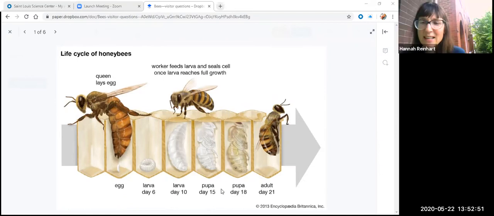Yeah. And with it taking so many bees to make so little honey, they really need to keep a good cycle. That's true.